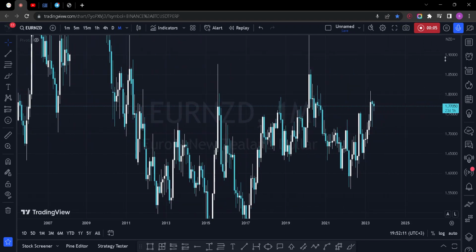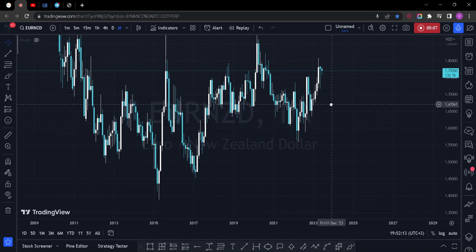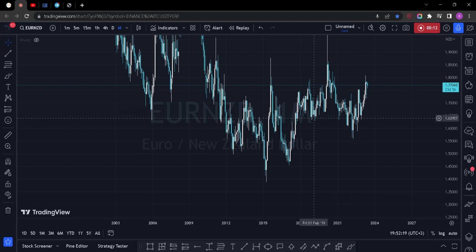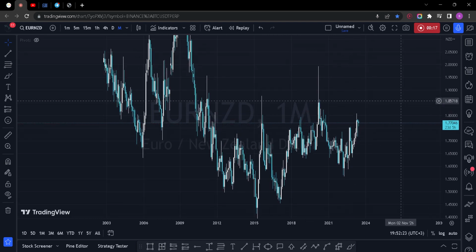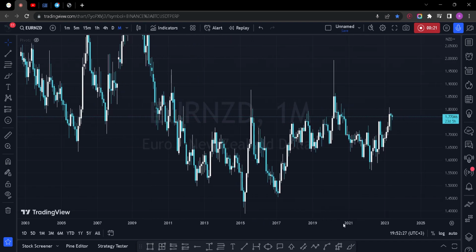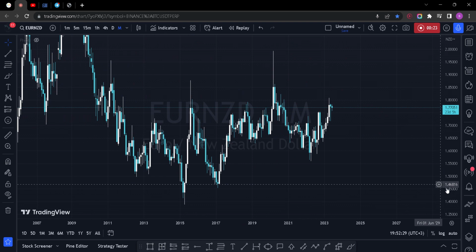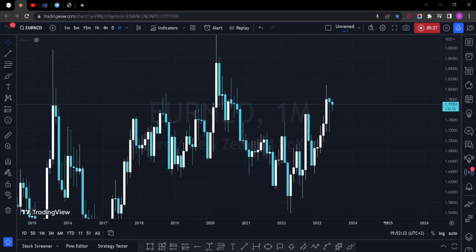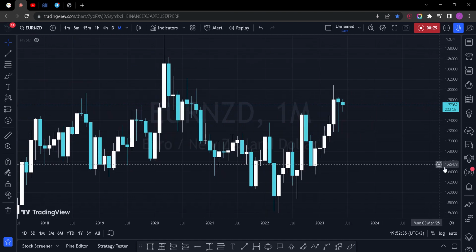I'm going to analyze euro against the New Zealand dollar. And the reason for this is I've had it on my watch list for about a week now. I've been waiting for my signal to develop, and I want to show how I reached there.